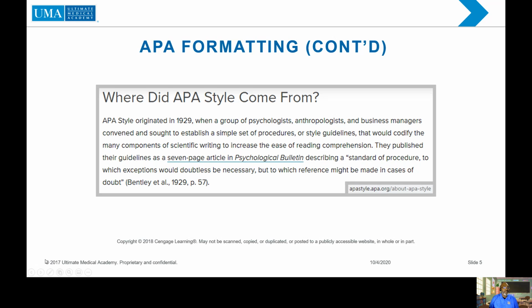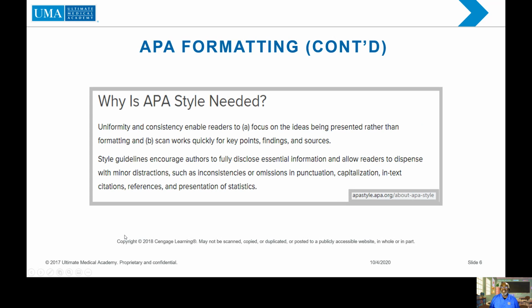Now, you might be asking yourself, well, why is that important? Why is that such a thing? Well, here it is: uniformity. Uniformity and consistency enable readers to focus on the ideas being presented rather than formatting, and to scan work quickly for key points, findings, and sources. So there you have it.